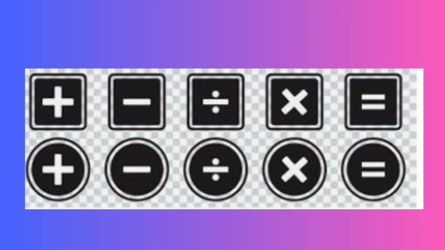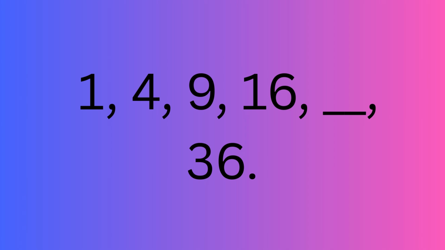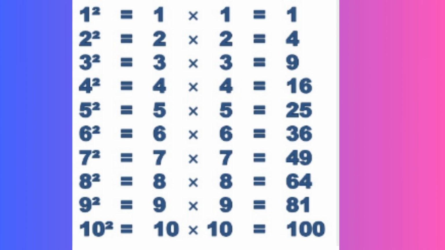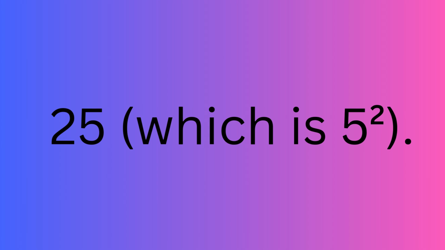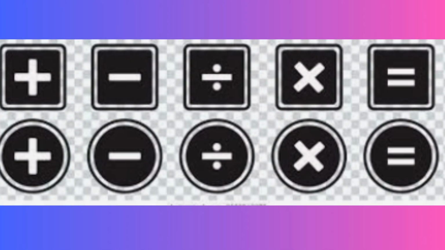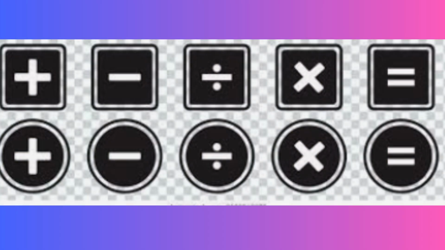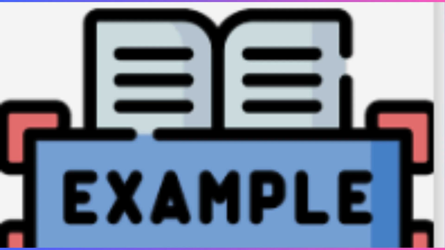Now sometimes, the pattern can be tricky, like 1, 4, 9, 16, __, 36. These are square numbers, 1², 2², 3², so the missing number is 25, which is 5². You must carefully observe what's happening between the numbers. Are we adding, subtracting, multiplying, squaring, or doing a mix? We will solve many such examples together today.